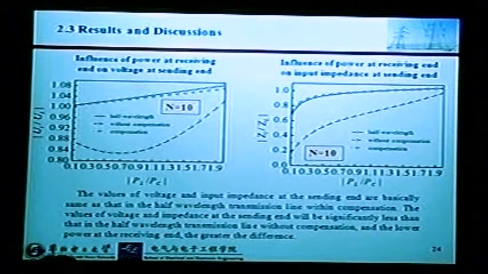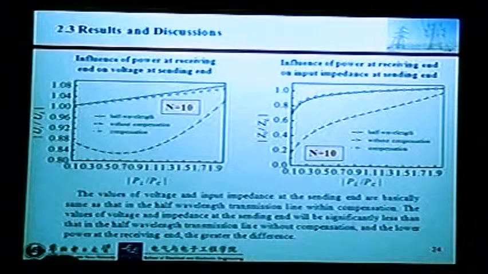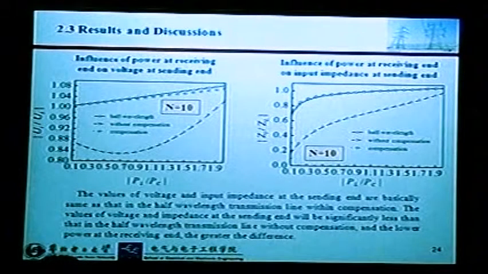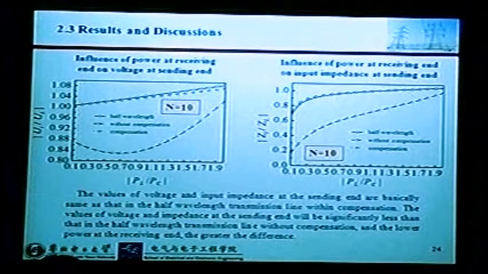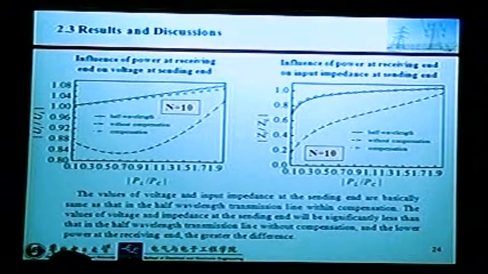These two figures give the influence of power at the receiving end on voltage and input impedance at the sending end, where N equals 10. We can see that the values of voltage and input impedance at the sending end are basically the same as those in the half wavelength transmission line with compensation. The values of voltage and impedance at the sending end will be significantly less than those in the half wavelength transmission line without compensation. And the lower the power at the receiving end, the greater the difference.